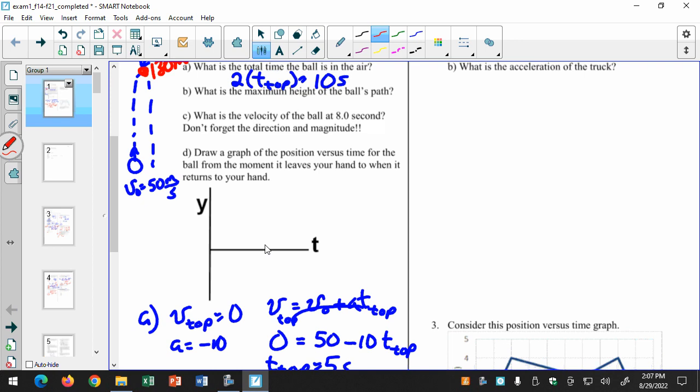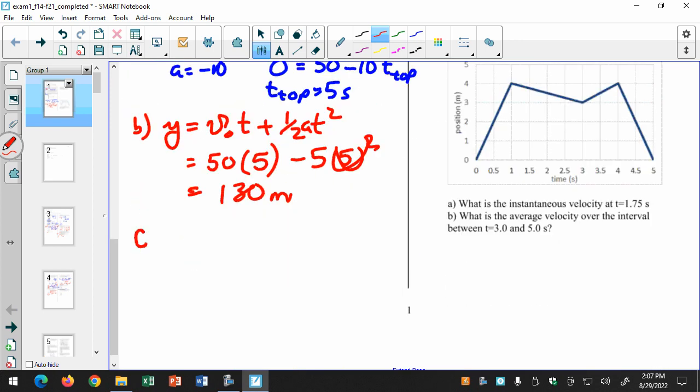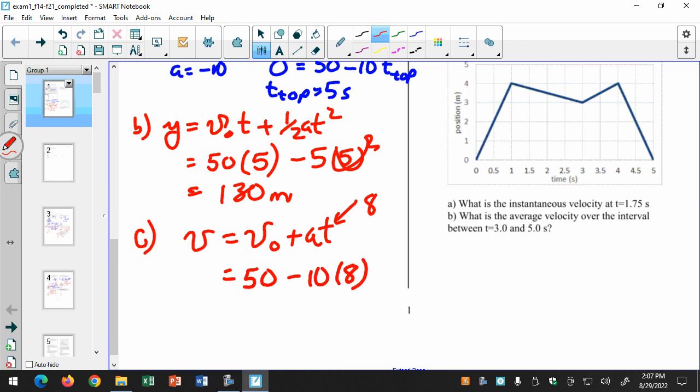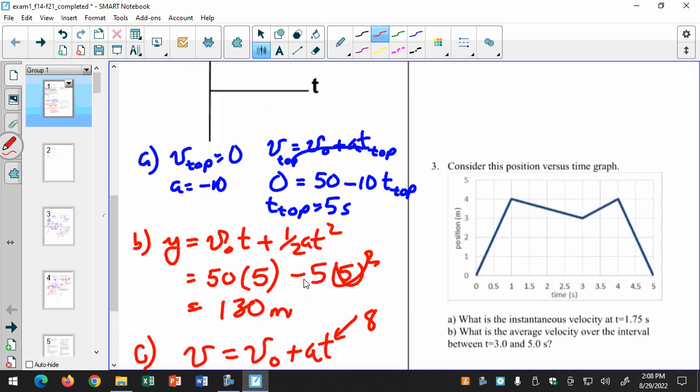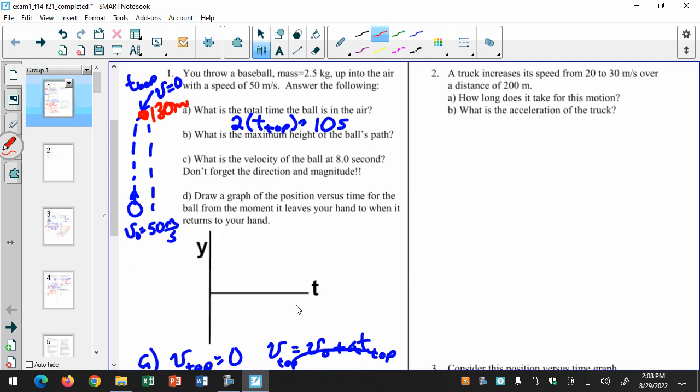And then I want to know the velocity of the ball at 8 seconds. Or I might ask you the position of the ball at a particular time. But in order to find that, I just say v is equal to v naught plus at. And I just put in that 8 seconds right here. And that gives me 50 minus 10 times 8. That means it's minus 30 meters per second. I'll be looking both for the magnitude and for the direction. Or you could say it's 30 meters per second downward. That makes sense because I know that after 5 seconds, this is 5 seconds. So right here, I know that the velocity of my ball must be negative, it's going down.